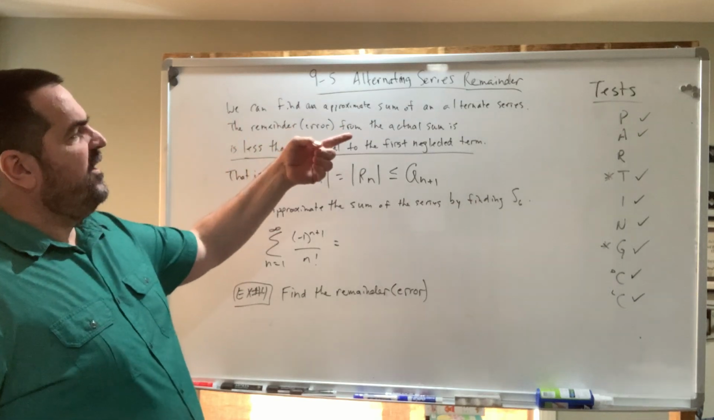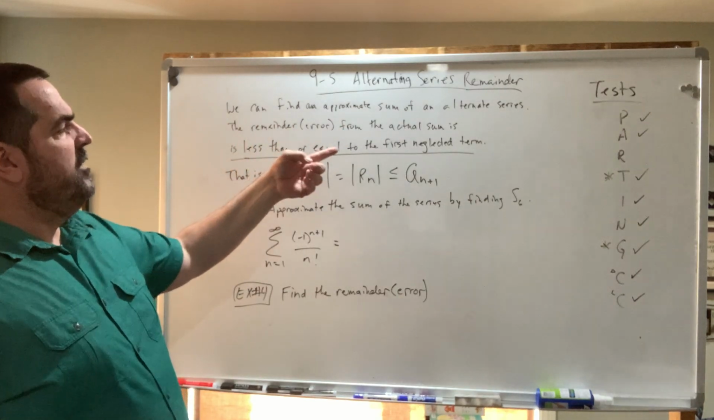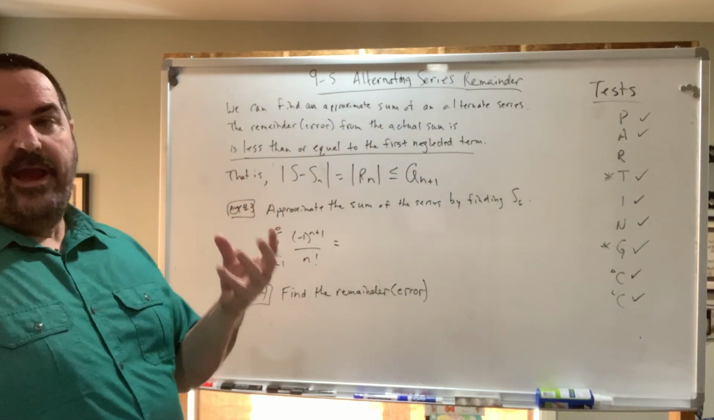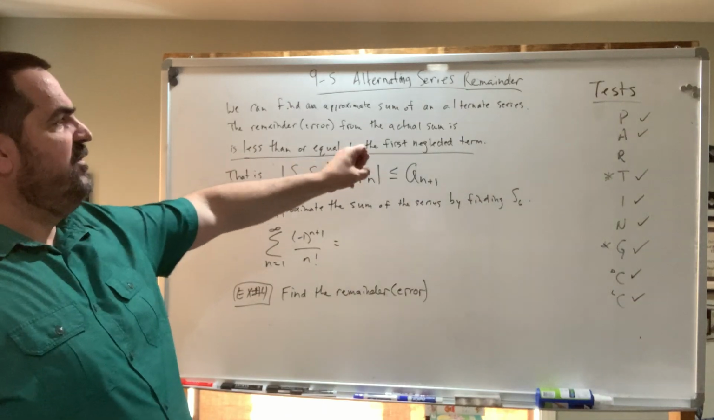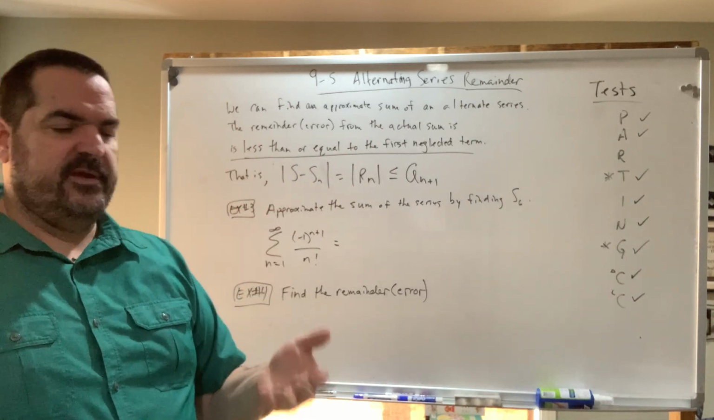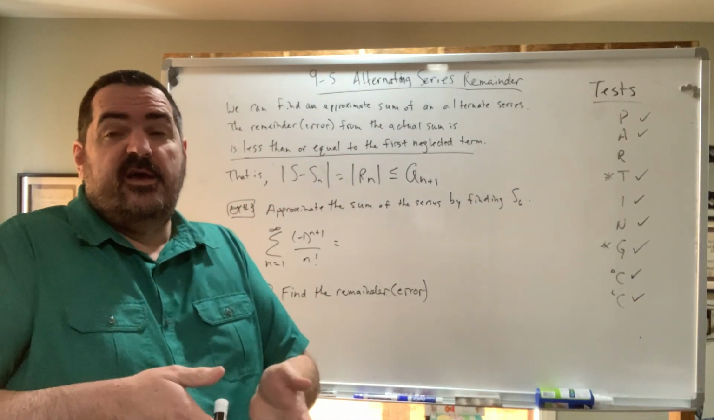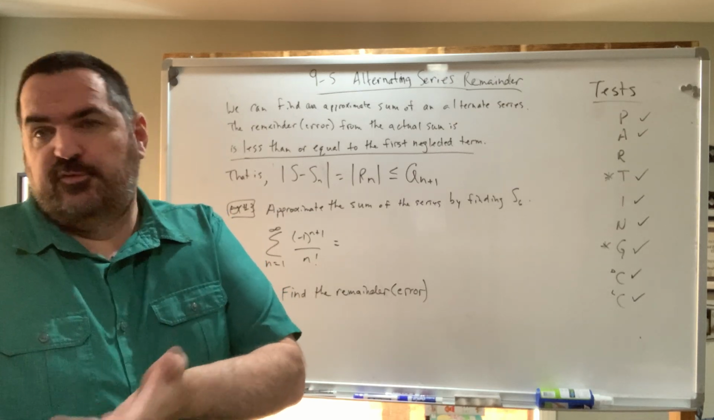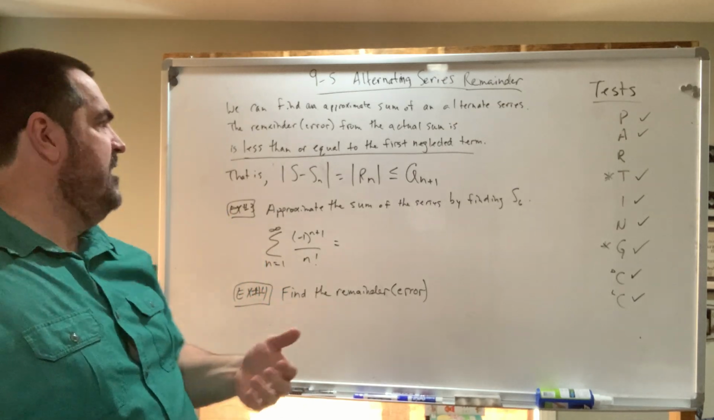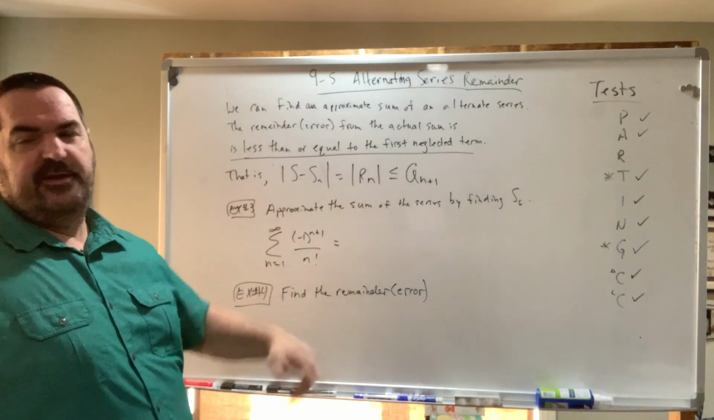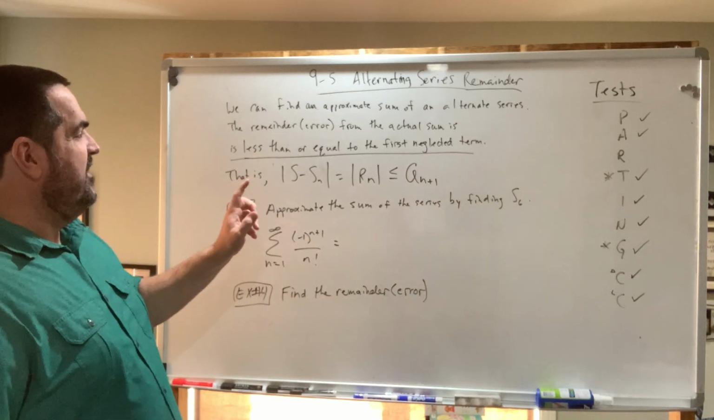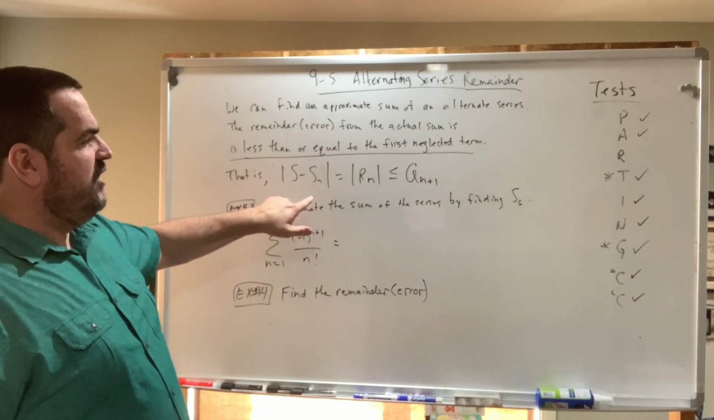So we can find an approximate sum of an alternating series. The remainder, the error from the actual sum, is less than or equal to the first neglected term. So again, if I find the sum of 22 terms, the first term I neglected to use was the 23rd term. That's what they mean by that.